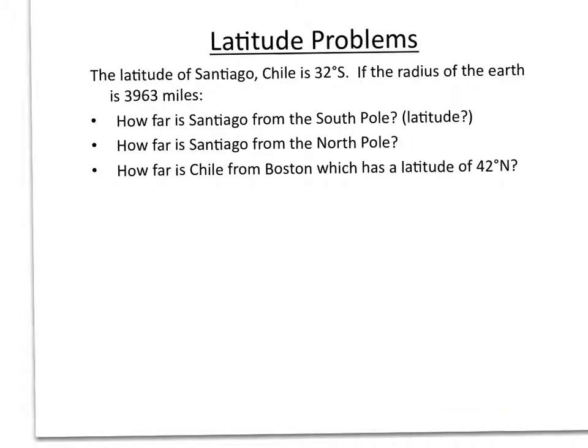So for the second topic in this video, we're going to talk about latitude problems. And again, it's an application or another type of word problem. So the problem says the latitude of Santiago, Chile is 32 degrees south. If the radius of the Earth is 3,963 miles, then it asks a couple follow-up questions to answer. If I shrink this down so we have some room. How we're going to think about this is on the coordinate plane. So for this first question, it says, how far is Santiago from the South Pole?